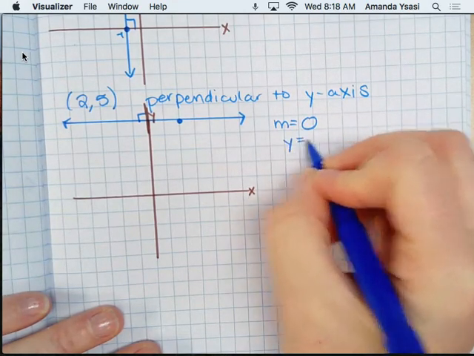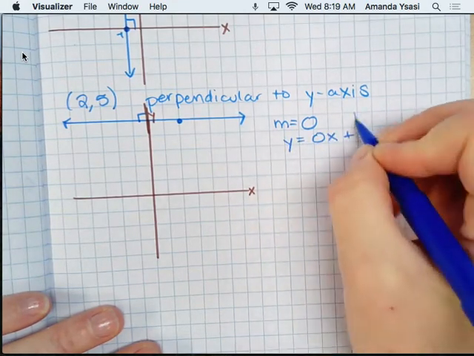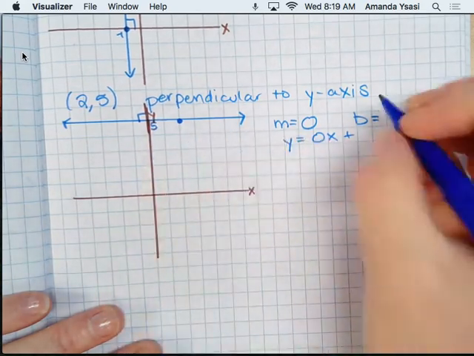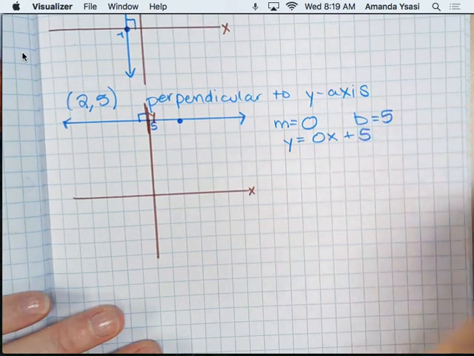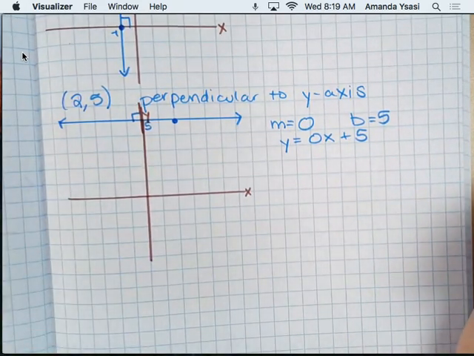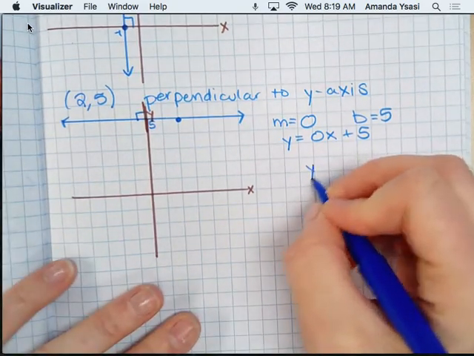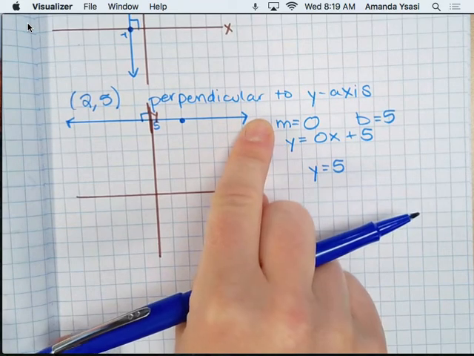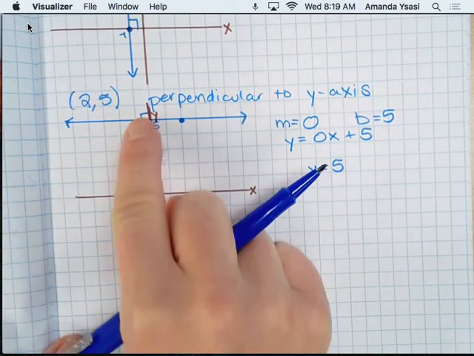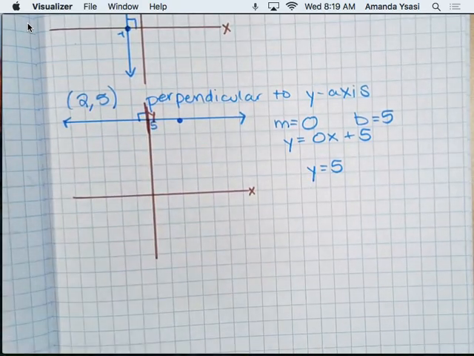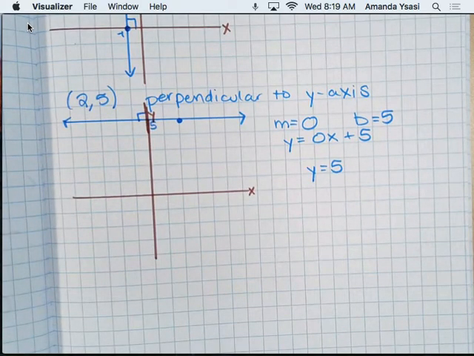So y equals 0x plus, what's our b value? 5. So it's actually just our y-intercept. Just like the other one is our x-intercept, this one's our y-intercept. y equals 5. Whenever it is a horizontal line, you write the equation as y equals whatever the y-intercept is. Vertical line, it's x equals whatever the x-intercept is.